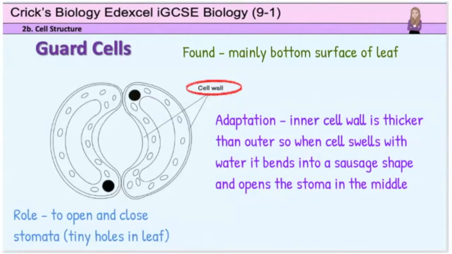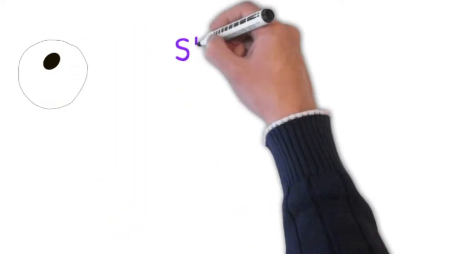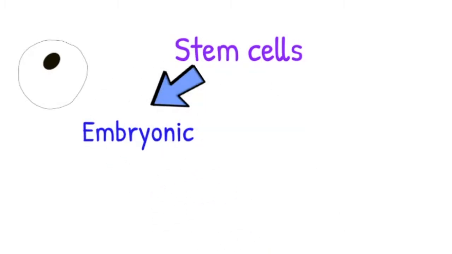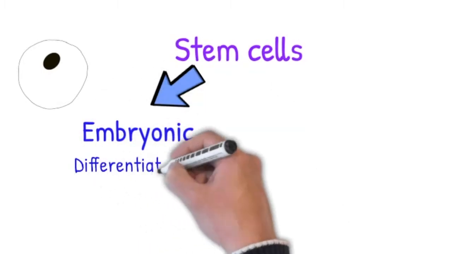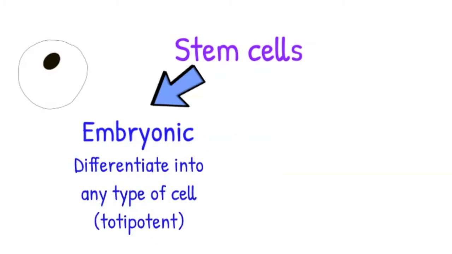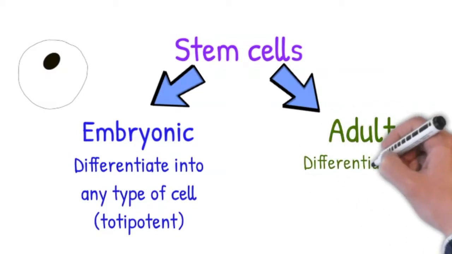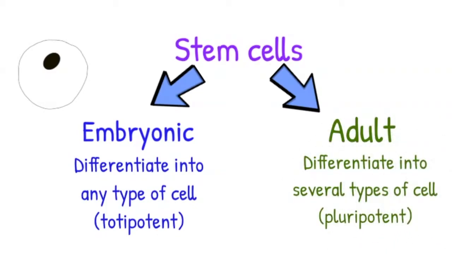Cells which have not differentiated yet and become specialised cells are known as stem cells. A stem cell has the ability to divide many times while remaining undifferentiated. And there are two types: embryonic stem cells, which can differentiate into any type of cell and are known as totipotent, or adult stem cells, which differentiate into several types of cells, known as pluripotent, and examples of these are bone marrow and skin stem cells.